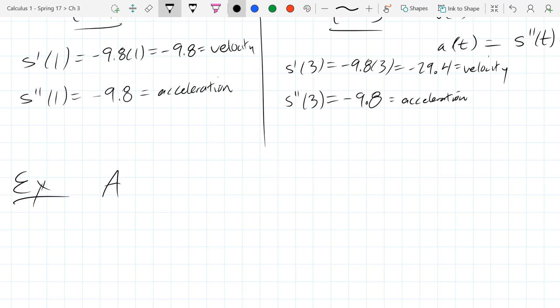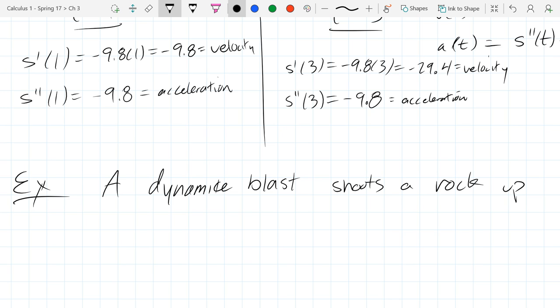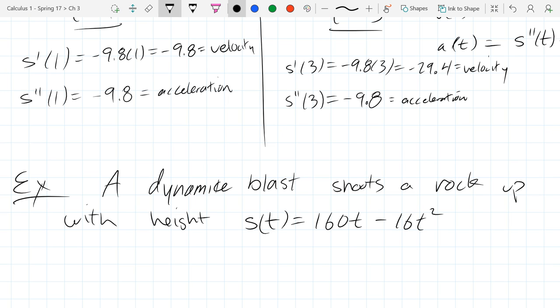So a dynamite blast shoots a rock up with height function. So the reason I'm calling it height function instead of displacement, this is just a vertical displacement function.